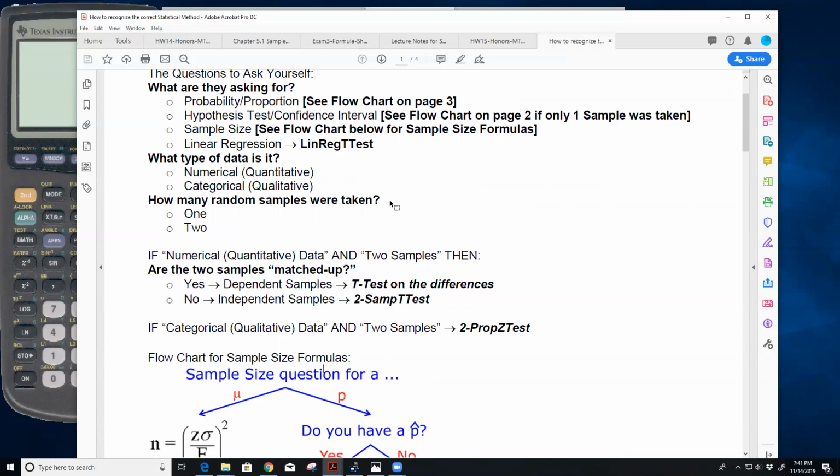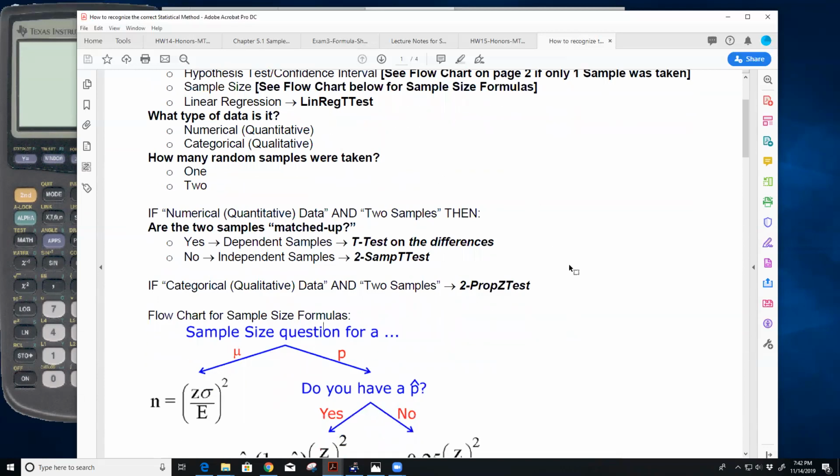Now, so far, to answer this question, how many random samples were taken? We've only done 1. But next week, we're going to be looking at where 2 samples are taken, because we're going to be comparing 2 populations with each other. So just know that this question is coming up. In fact, when you're reviewing for Monday's class, you're going to be looking at one of these scenarios where there's 2 samples. So it's nice to see this now.